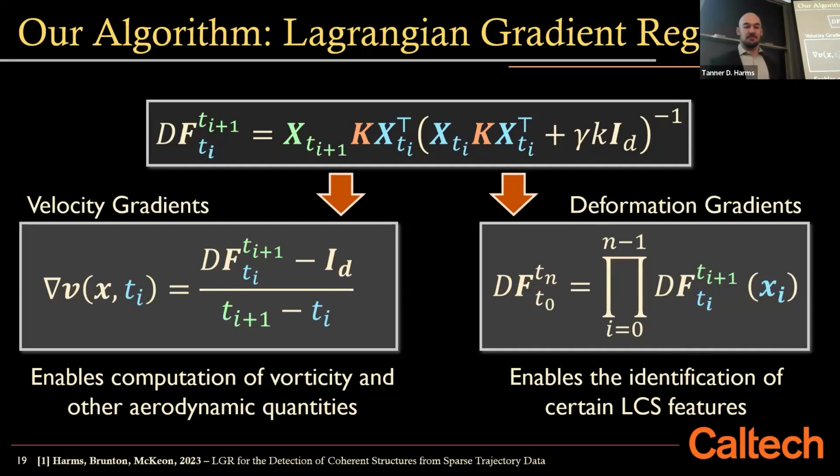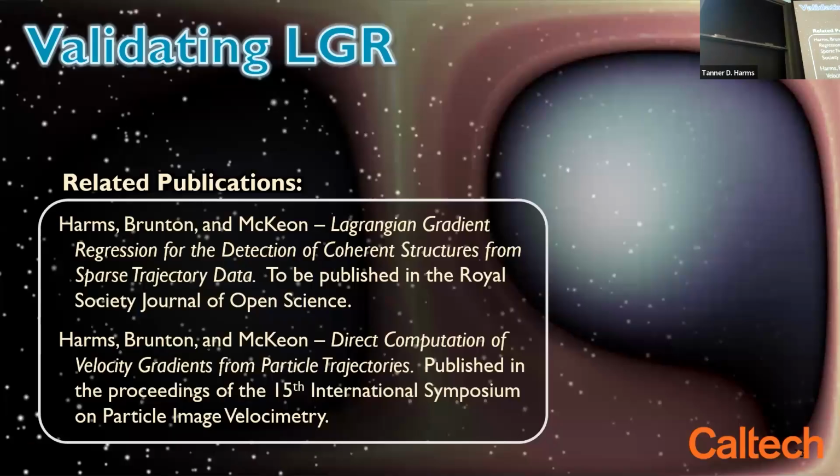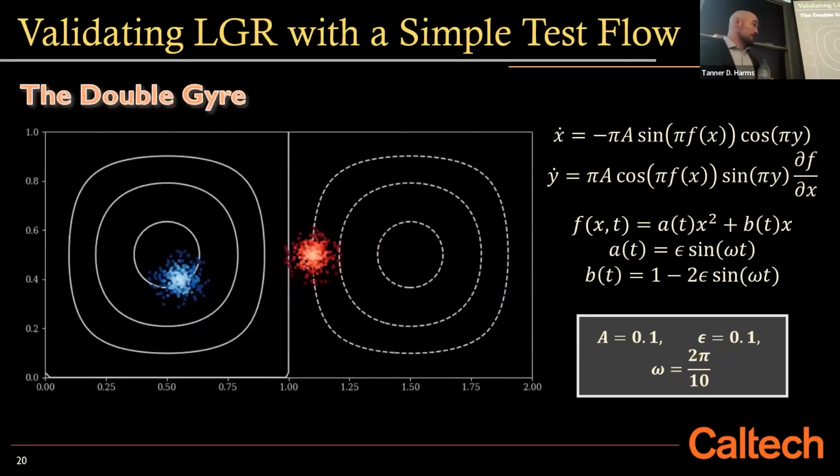Great. So now that we have talked about the formulation of LGR, we now need to validate it a little bit. That's what this next section is about. To do that, we're going to use a benchmark test case. This is the double gyre flow. It's analytically defined by the equations over here on the right, and we're using the parameters on the bottom here, which are commonly used in Lagrangian coherent structures literature.